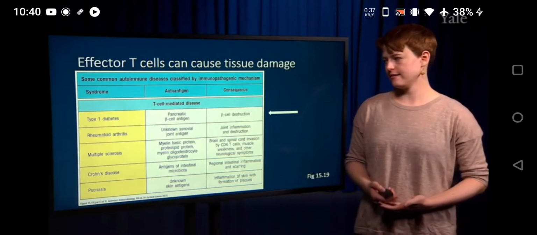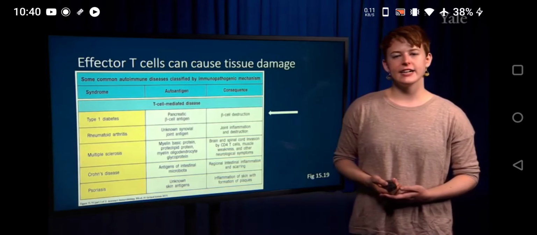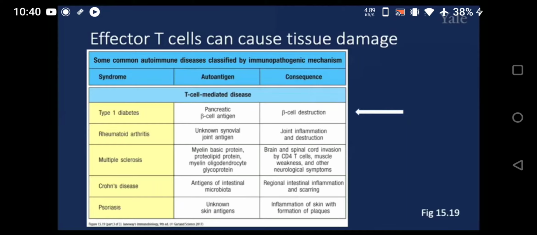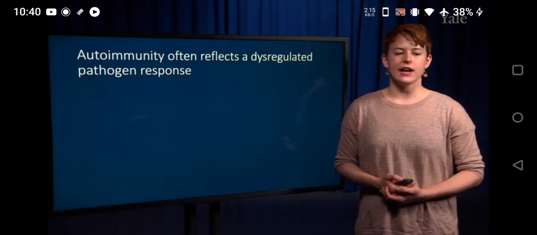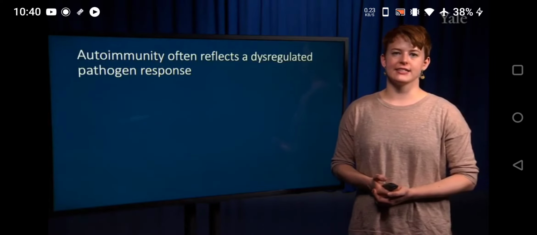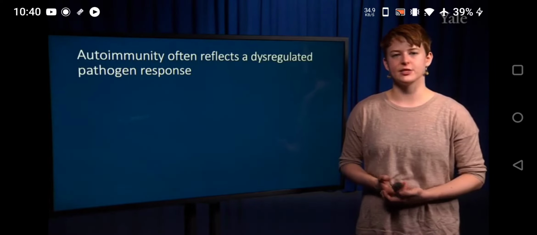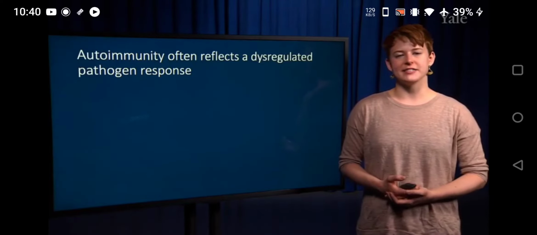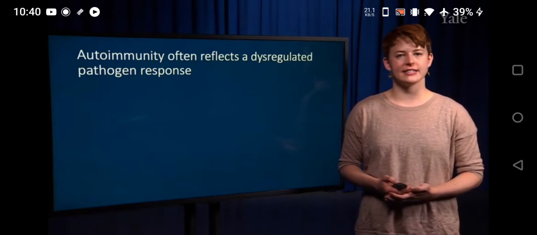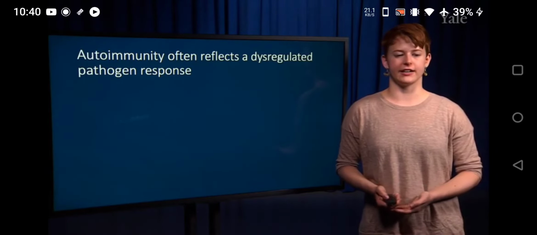And there are examples across other diseases of this showing. You guys can review this table on your own. We're not going to be going into detail about all of these, but it's a good way to think about what might be causing different diseases. So autoimmunity actually often reflects a dysregulated response to pathogens. So the immune response we typically think of as fighting off infections, and autoimmunity can actually occur as a result of this becoming dysregulated.